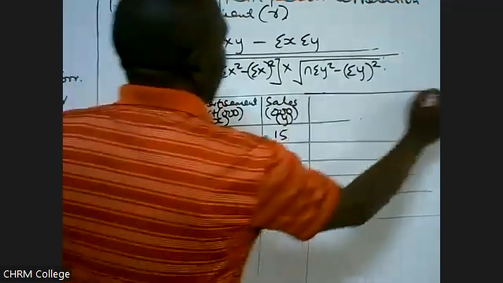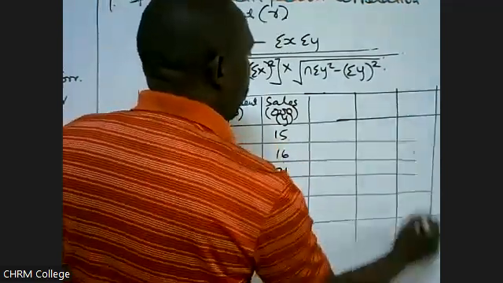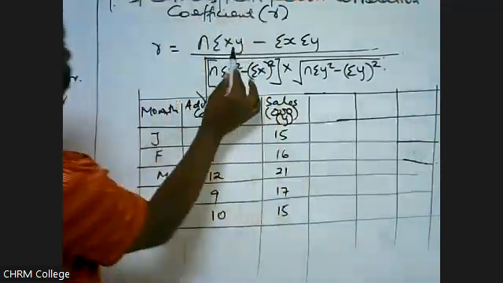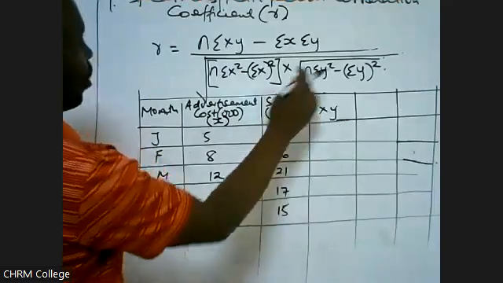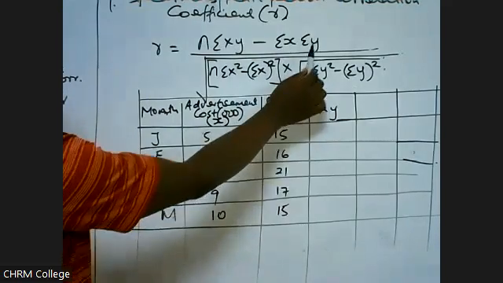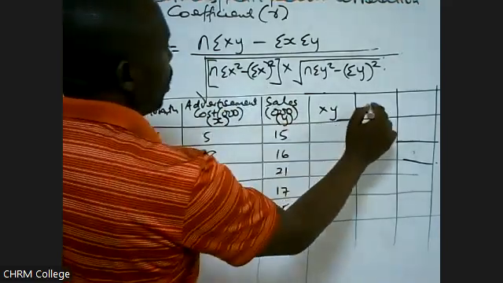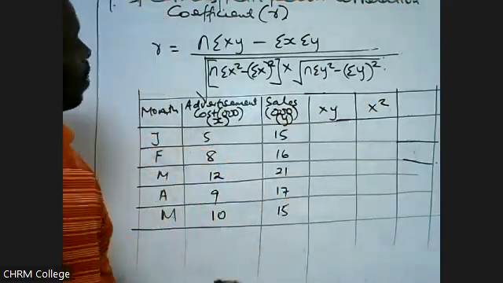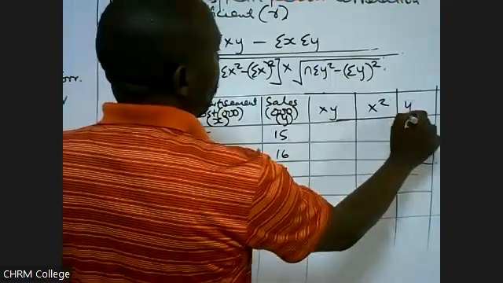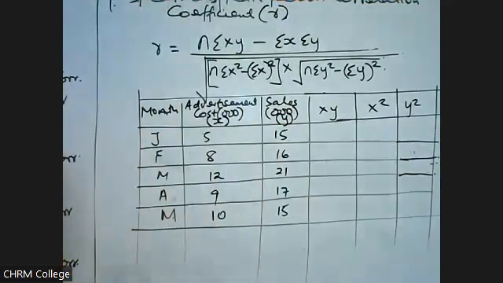So you will come here and insert the necessary columns. Actually, we need only the addition. Here we need the sum of xy, so we need xy so that we can add them. Here we need the sum of x, we just add the x's. The sum of y, we add the y's. Then we also need the sum of x squared, so we need x squared so that we can sum it. And we also need y squared so that we can add it. So we do it.